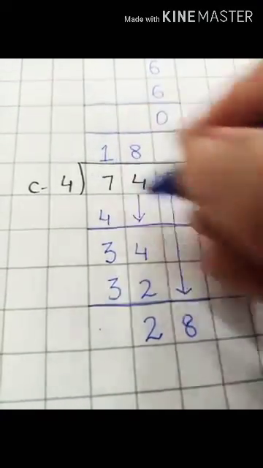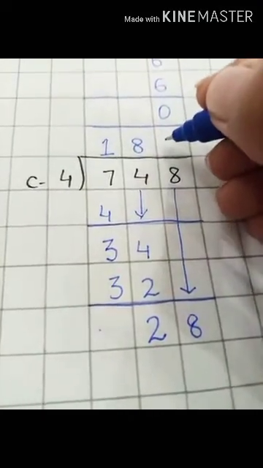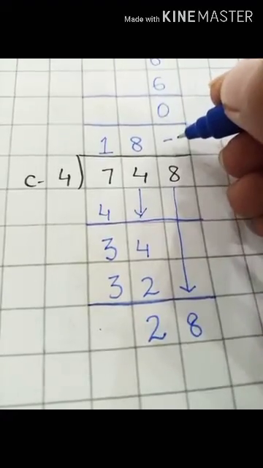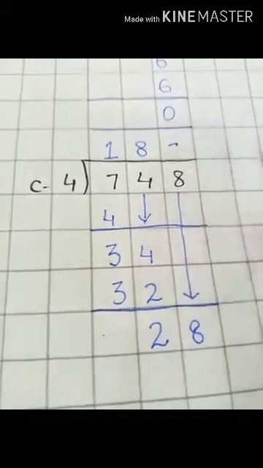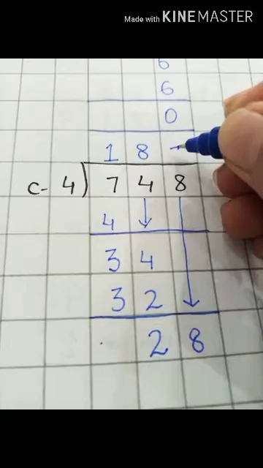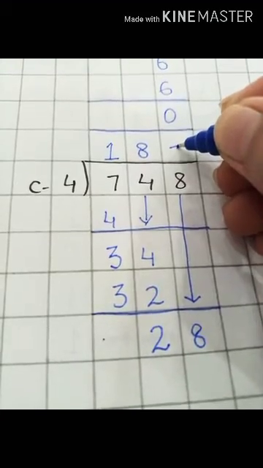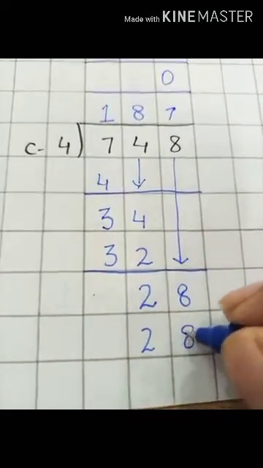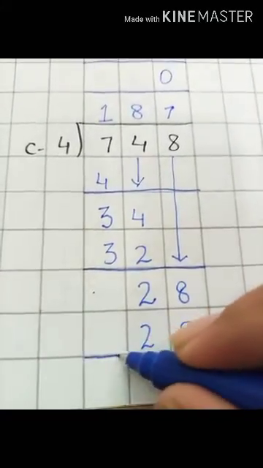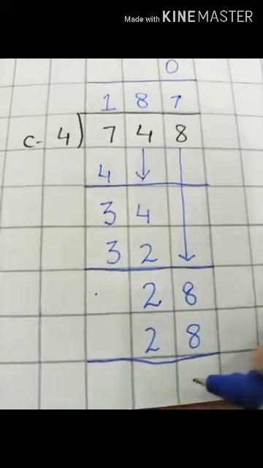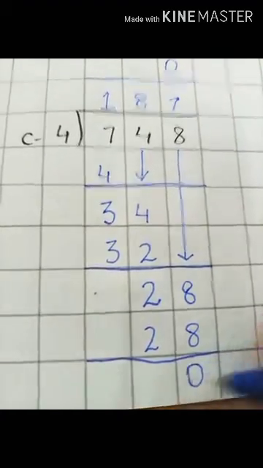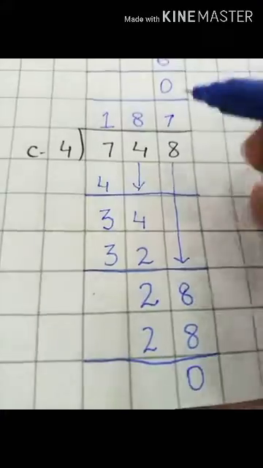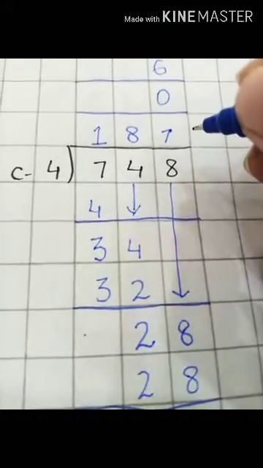Now read the table of 4 till 28. Yes, we get this number on 7. So students, 4 7s are 28. Here I am writing my number 28 beneath the dividend. Now 28 minus 28 is 0, which means that we have completed our question and our quotient is 187. Next is part D.